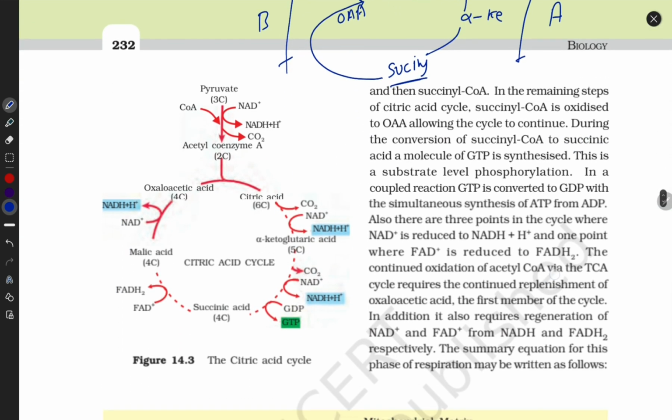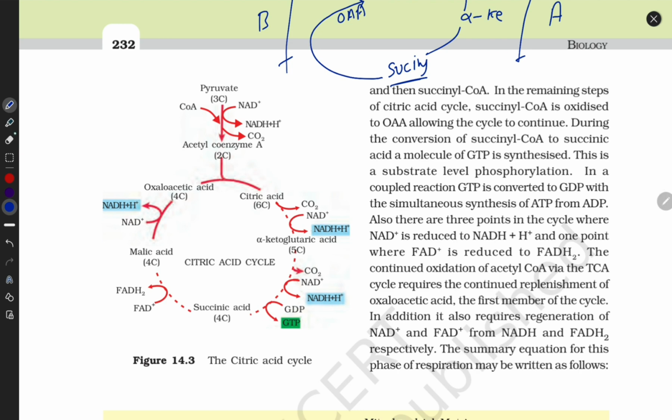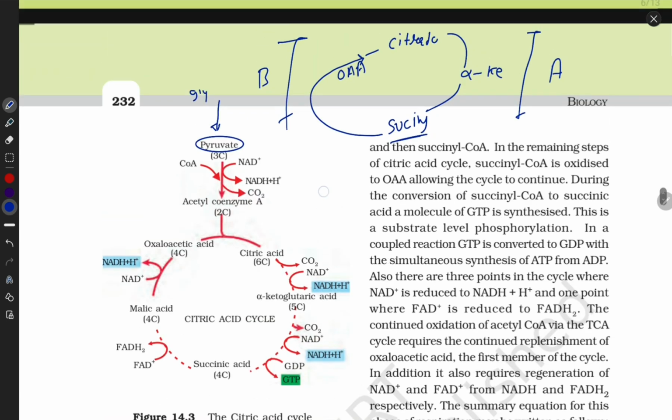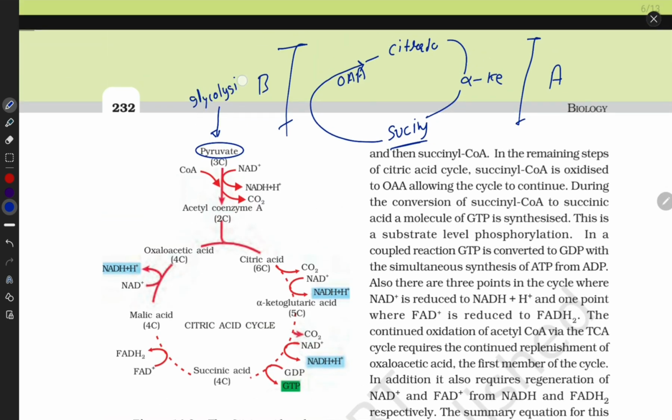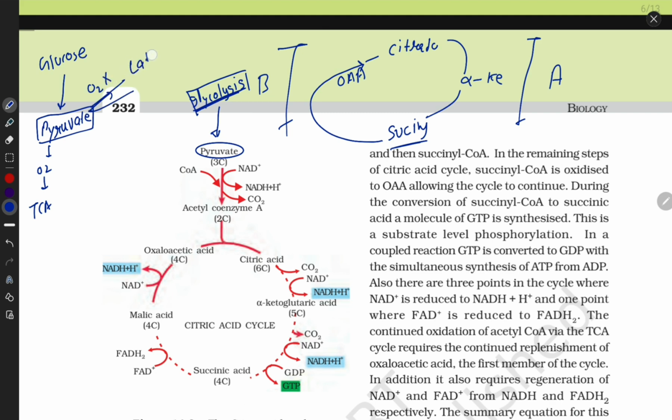Look at the cycle here. Let's begin with the cycle. Pyruvate is the product of the glycolysis pathway. The end product of glycolysis is pyruvate, into which glucose finally converts. If pyruvate gets oxygen, then it goes towards the TCA cycle. If pyruvate does not get oxygen, it goes into the lactic acid pathway and the ethanol fermentation pathway.